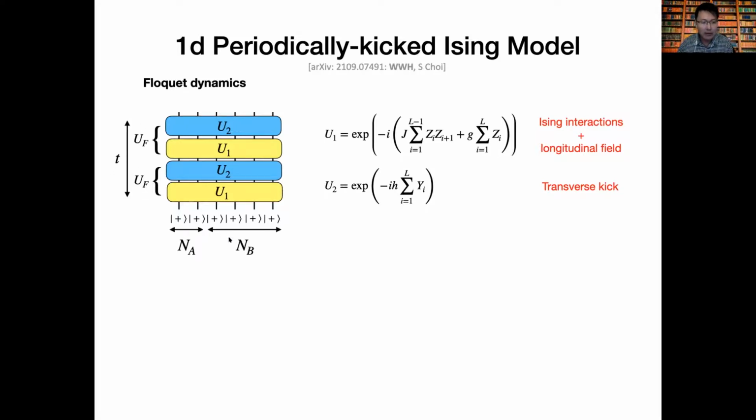We divide the system into two parts, A and B, and let's measure the system in the Z basis for this B region, and the initial state is everything polarized in the plus state. So the punchline is this, and let me state the result that we have in our paper.